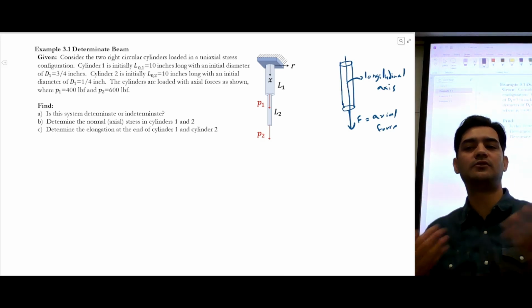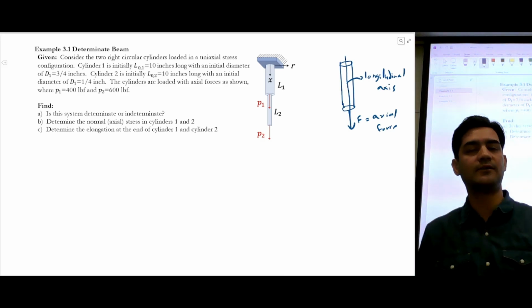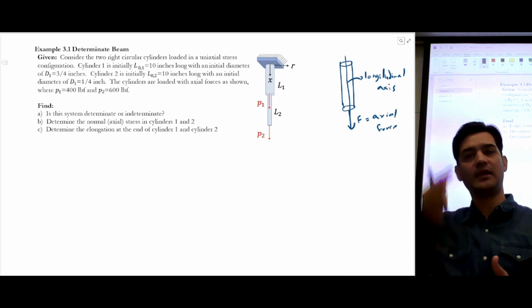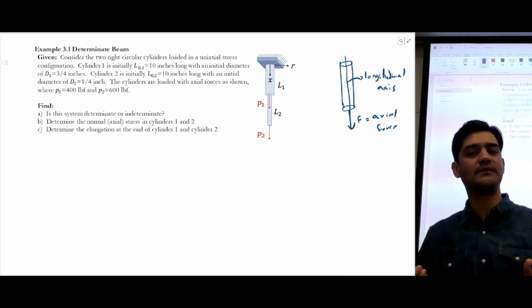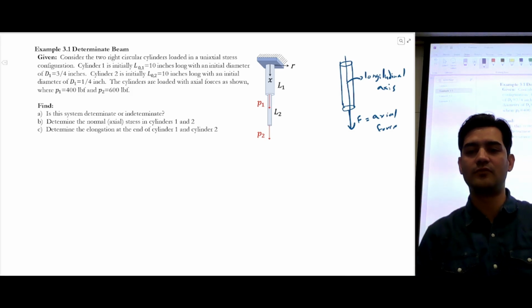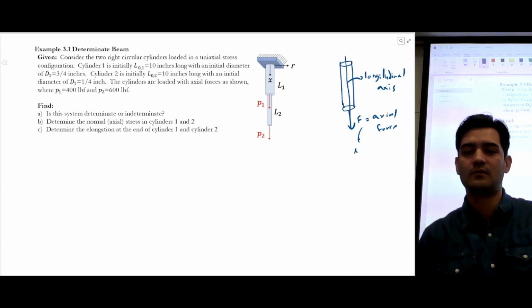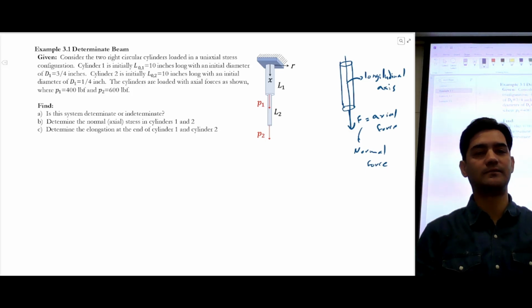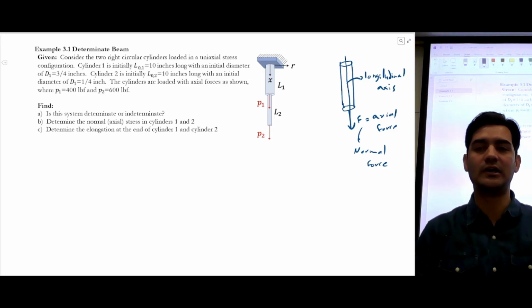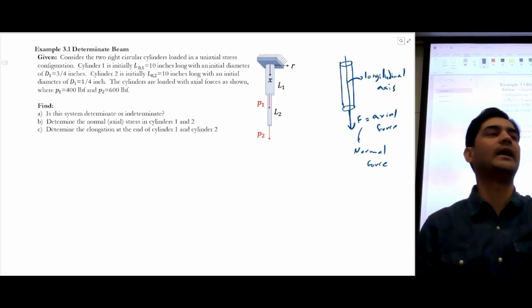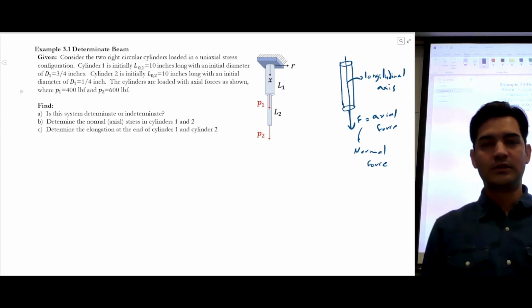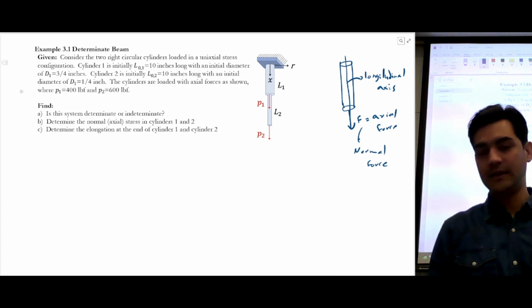You can call it normal force or axial force. Some people call it axial force because the force is acting parallel to the longitudinal axis, but it is the same as normal force. The stresses you get from this are called axial stresses or normal stresses. We have already talked about what normal stresses are, how to calculate them, and which area to consider. So let's try to solve this example.